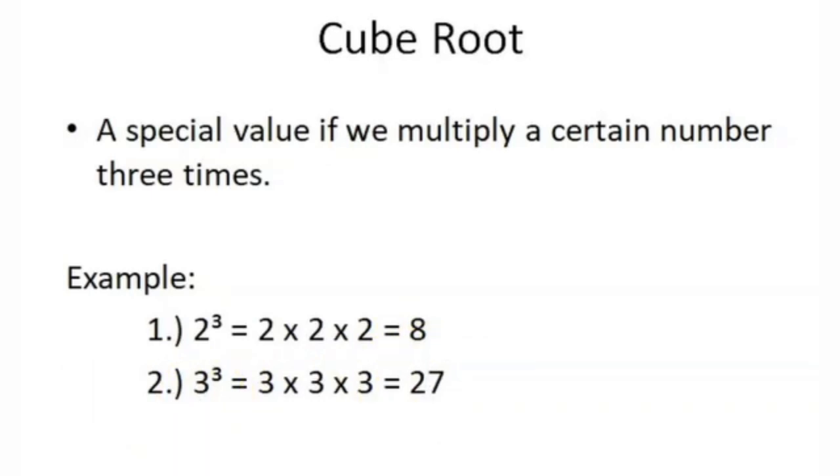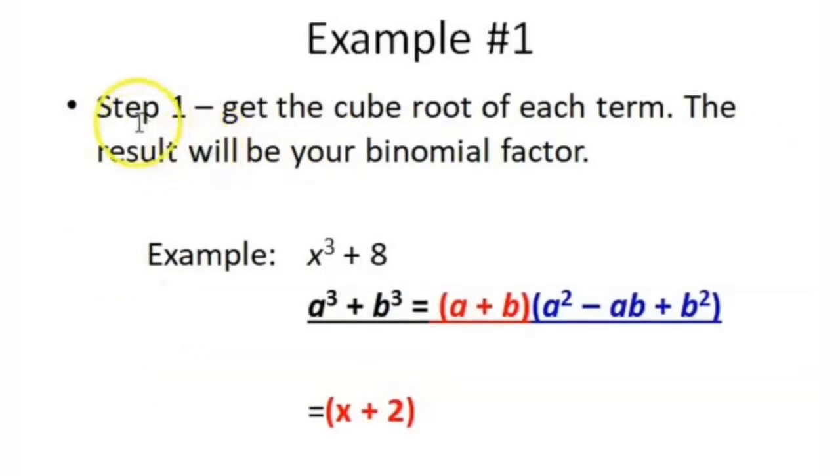So, in solving factoring sum and difference of cubes, we have to follow these 3 steps. For step number 1, get the cube root of each term. The result will be your binomial factor. Okay, for our example, we have x cubed plus 8. So, ito po yung given natin. Sum of cubes. So, step 1 says, get the cube root of each term.